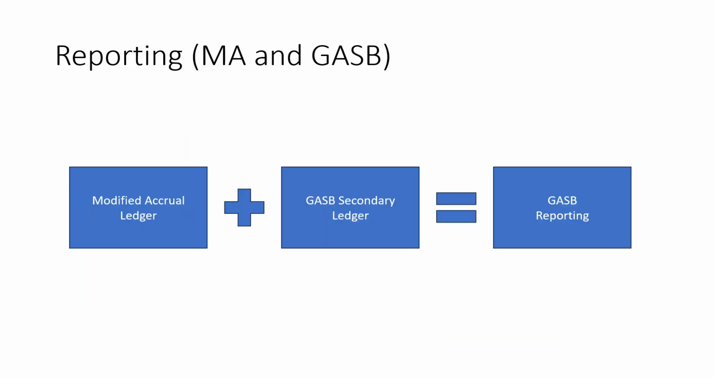For reporting, we're going to take the modified accrual ledger, we're going to combine it with the GASB secondary ledger, and we're going to end up with GASB reporting. And I will show you a couple of different flavors of how to do this reporting.